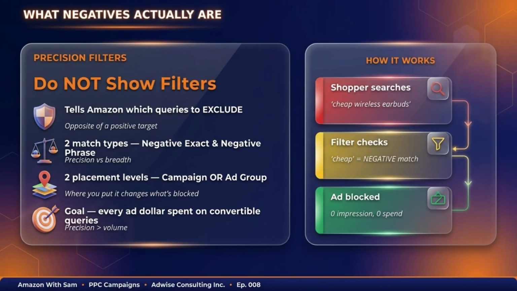So, what are negative keywords? They're precision filters. You add a term as a negative, and Amazon stops showing your ad anytime that term appears in a shopper's search. It's the opposite of a positive target. Instead of saying, show my ad for this, you're saying, do not show my ad for that. 2 match types, 2 placement levels, 1 goal: every ad dollar spent on a query that can convert. Simple in concept. Where sellers screw it up is match type selection and placement. That's what we're covering next.